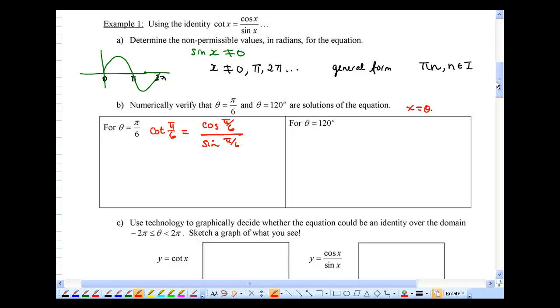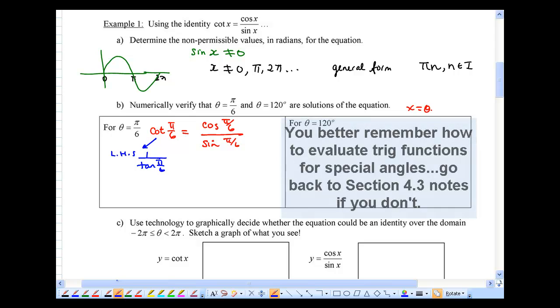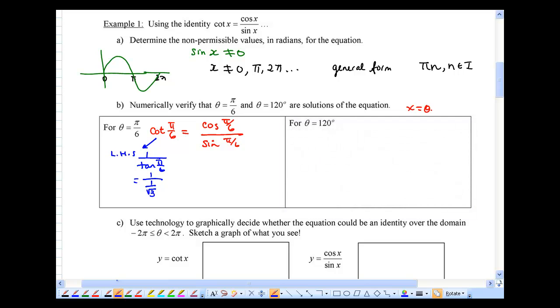I'm going to do these two things separately. The left-hand side I'll do over here. Cotangent is the same thing as 1 over tangent, so that's 1 over tangent pi over 6. I hope you remember your special angle table, because tangent pi over 6, tangent 30, is 1 over root 3. If you don't remember that, go back to those previous chapters. And that just simplifies to root 3.